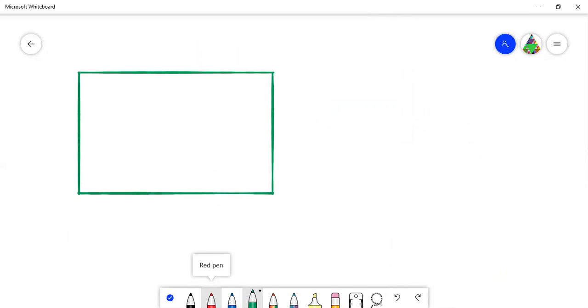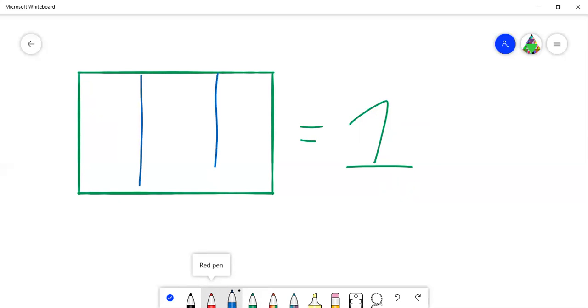So here we go. Equal parts. What I'm going to do is take this rectangle that right now represents the number 1. So I'm just thinking about the number 1. And I'm going to divide or partition or cut this 1 into equal parts. So let's see here. Let's go with this. Now what we see here is we have cut this number into 3 equal parts.